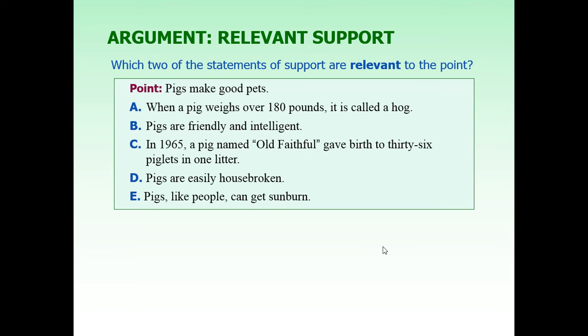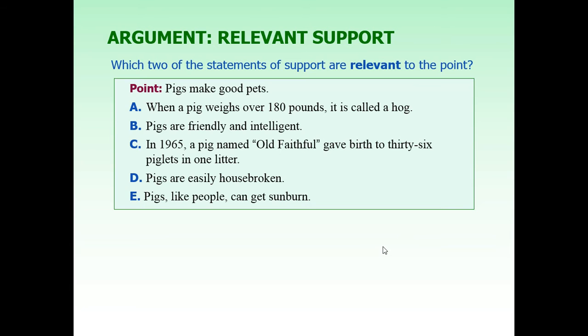So here we have a point. Pigs make good pets. And 2 of these are going to be relevant to supporting that they make good pets and why. So always ask yourself why or how. So if we look at A, it says when a pig weighs over 180 pounds, it is called a hog. B, pigs are friendly and intelligent. C, in 1965, a pig named Old Faithful gave birth to 36 piglets in 1 litter. D, pigs are easily housebroken. And E, pigs, like people, can get sunburned.